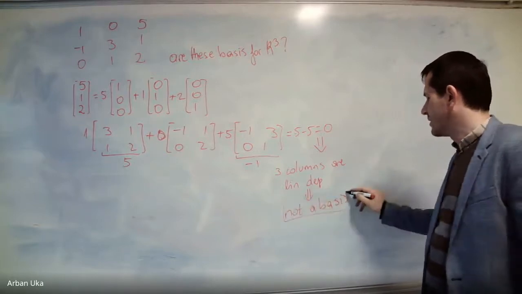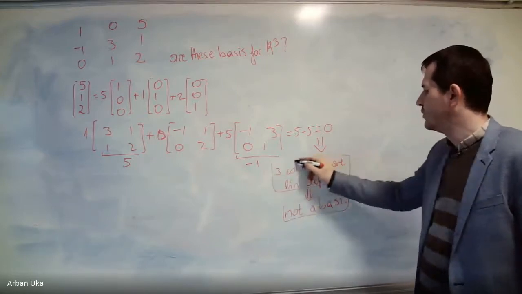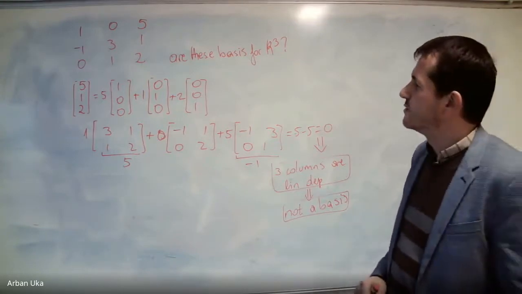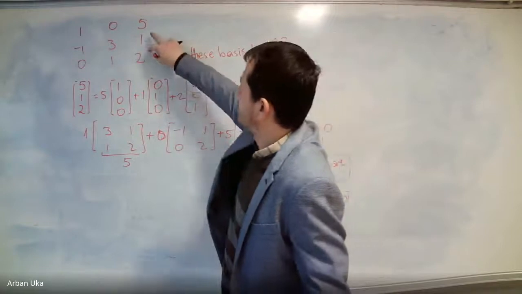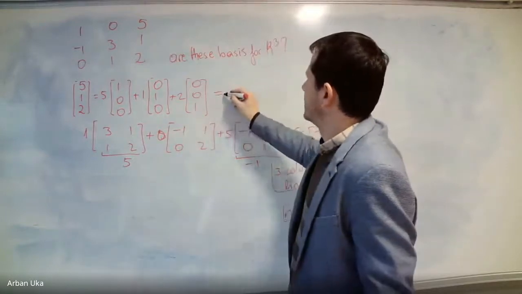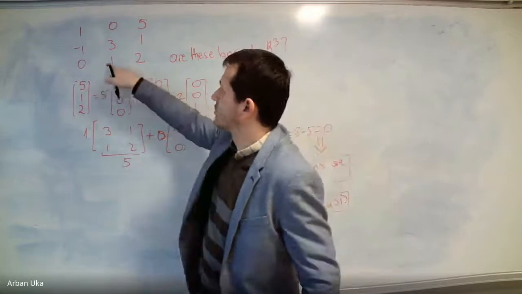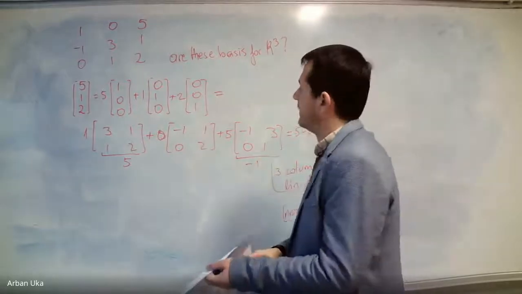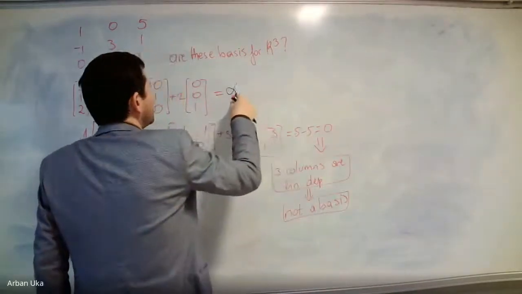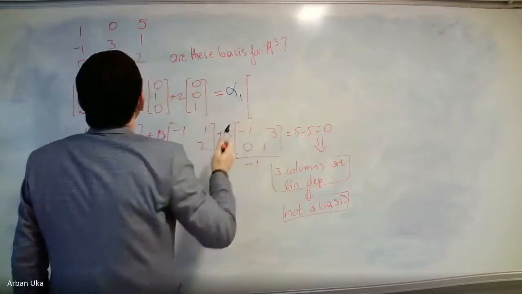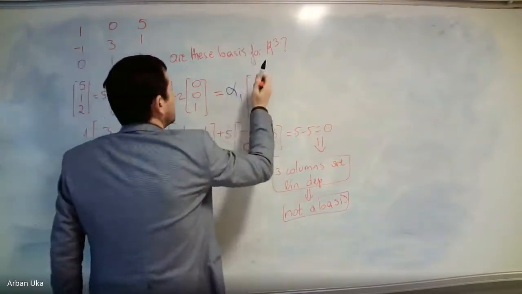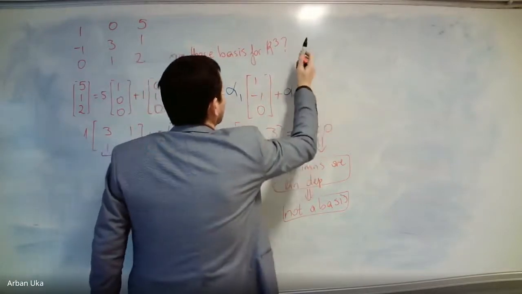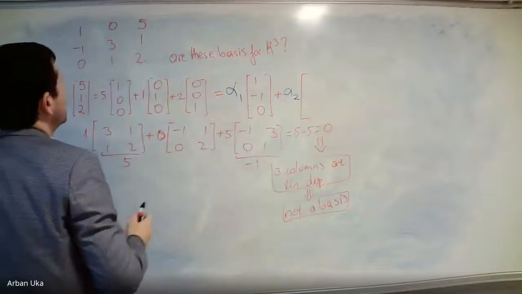This is how we argue, this is how we reason. But then if this is not a basis, what does this mean? This means that 5, 1, 2 can also be written as a linear combination of these two columns. Would you agree with that? Yes, of course. So this can be written as alpha 1 times 1, minus 1, 0, plus alpha 2 times 0, 3, 1.